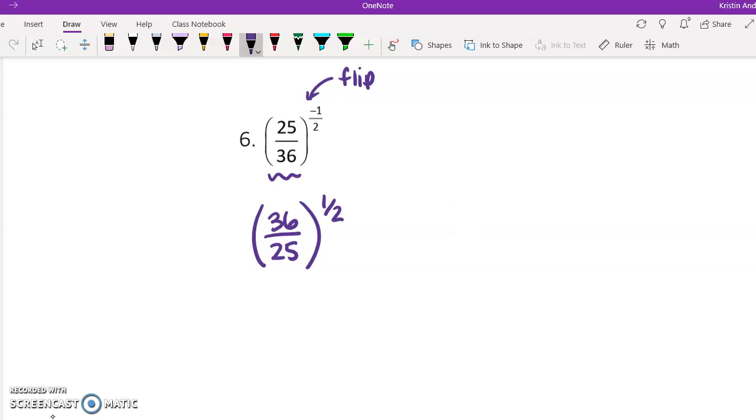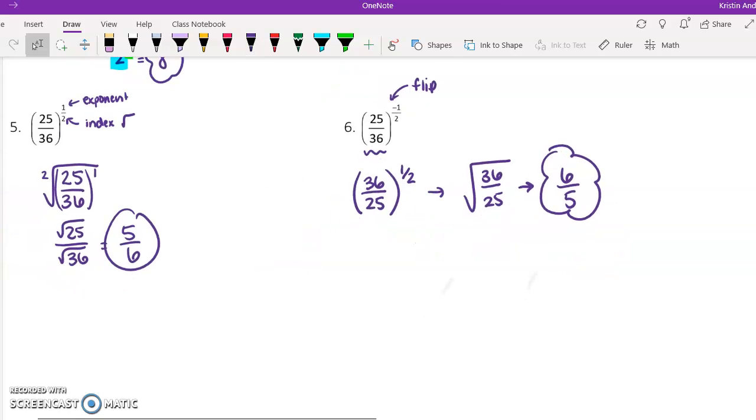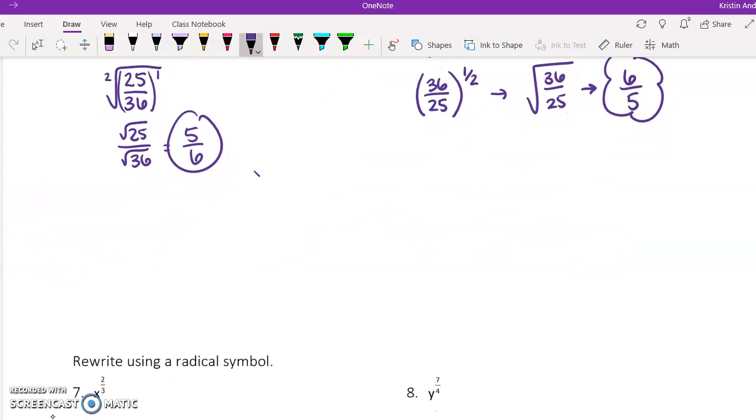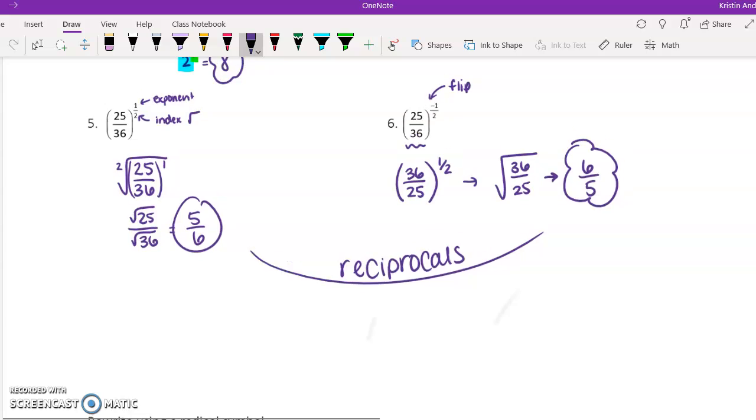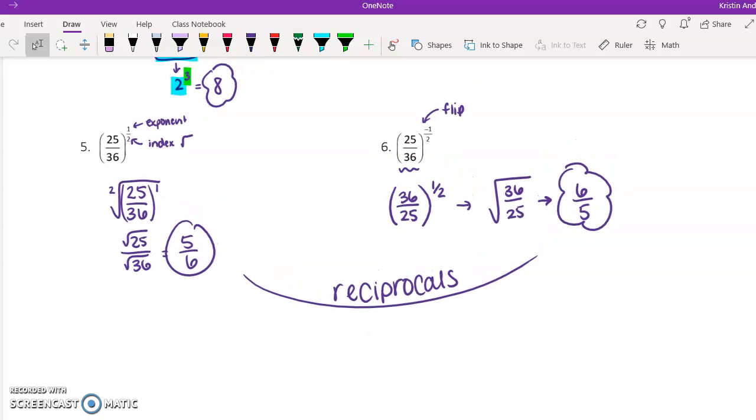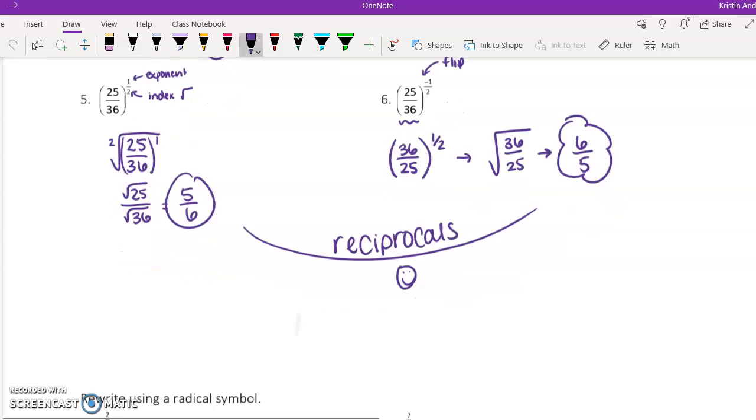So now we know that it's the square root of 36 over 25, which is just 6 over 5. Okay, and you can see these are reciprocals of each other. They're the exact same problem. The only difference was one was a positive exponent to begin with, and the other was negative.